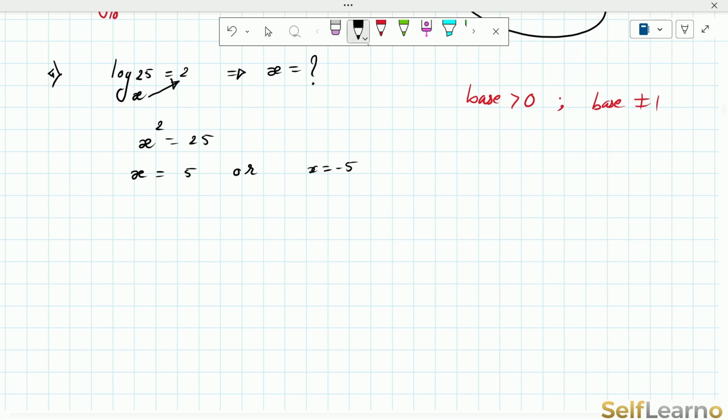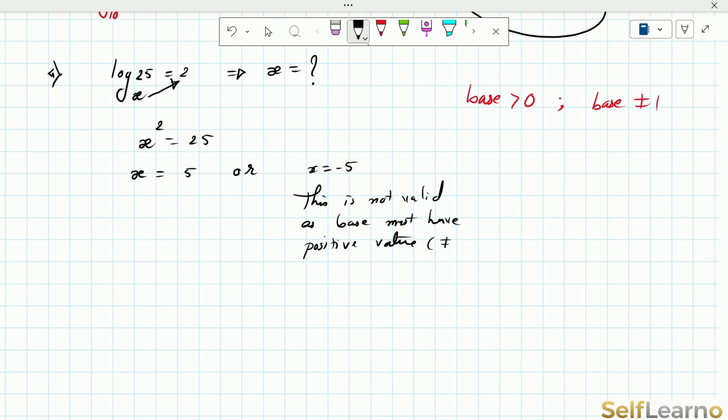Okay. This is not valid as base must have a positive value, right? Not equal to 1, right? So this x equal to 5 is accepted, right? Our target is to learn this type of questions.